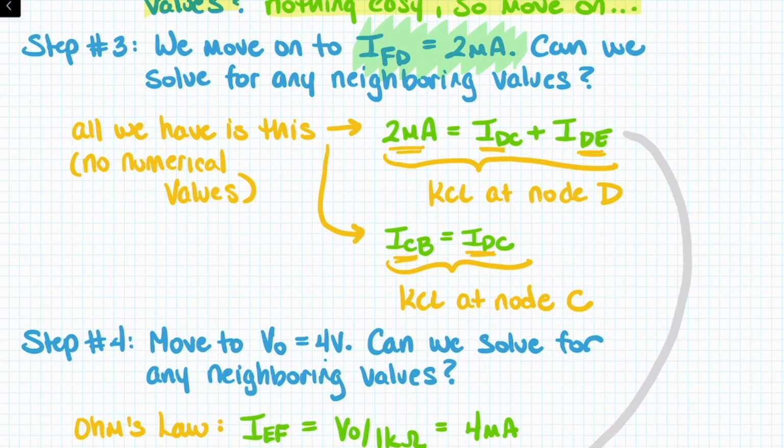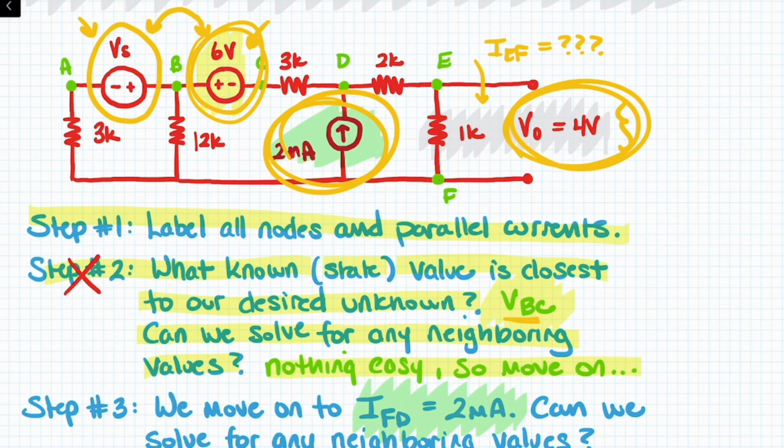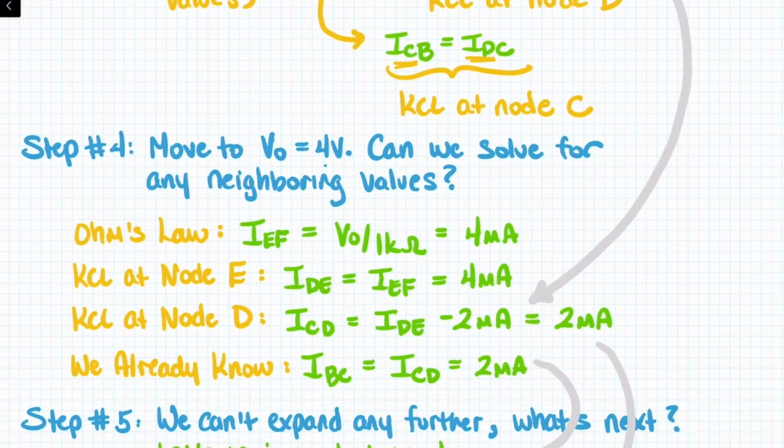All right. So now let's keep moving on. We started off here, right? We tried that. We couldn't really expand out. Then we moved to this. Couldn't really expand out. Now we're at our last known value, the furthest from our unknown, which is Vout equals 4 volts. Hopefully that can help us.